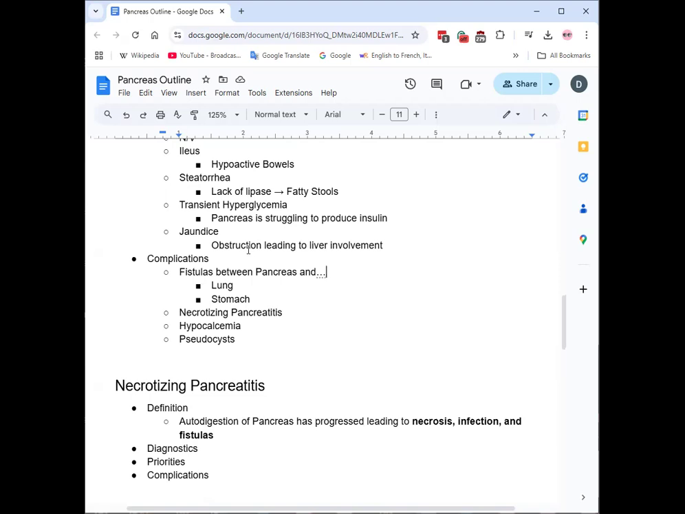But I think the more important thing is just knowing where the pain is occurring, but I'll double check on that. So yeah, tell me about the fistulas here. What do you guys know about this while I look that up?